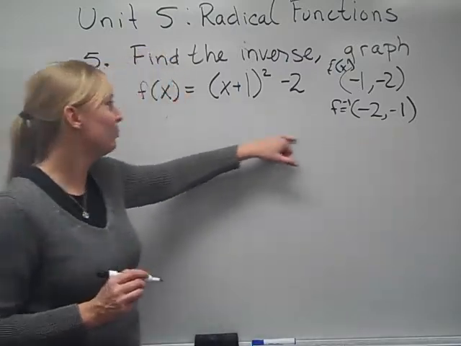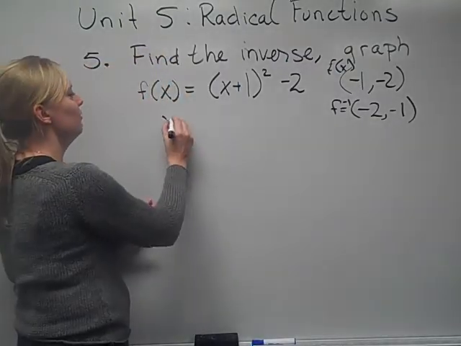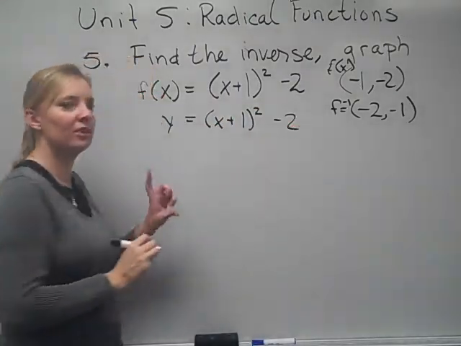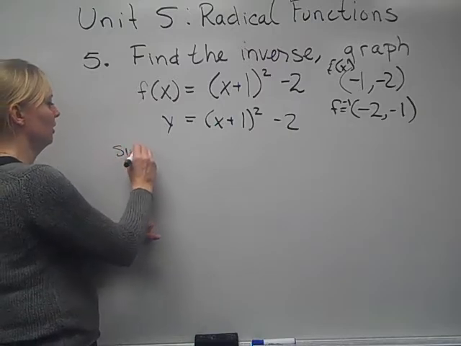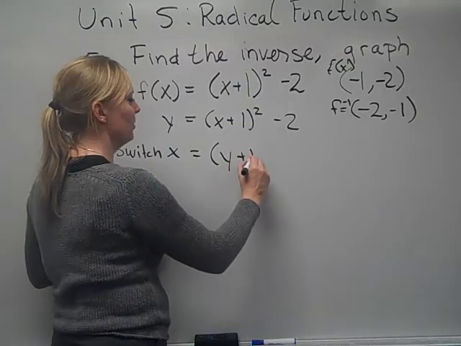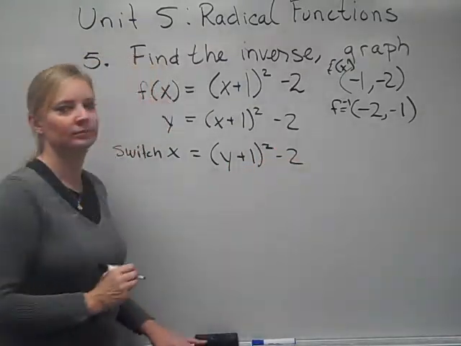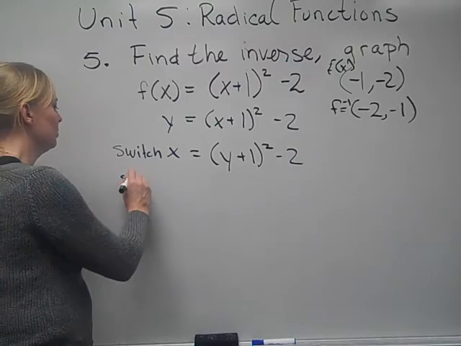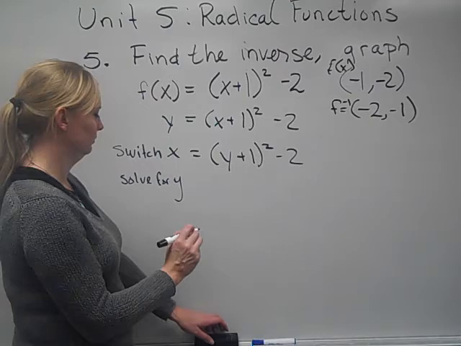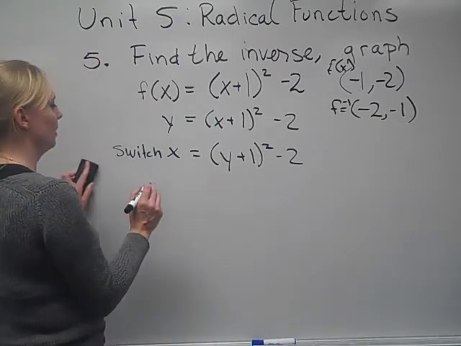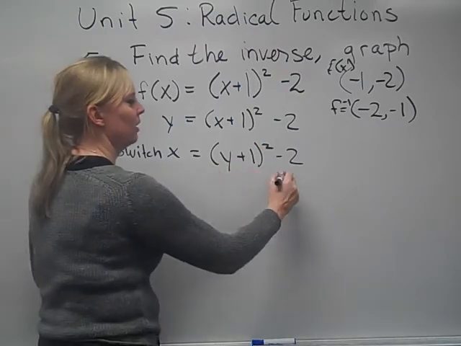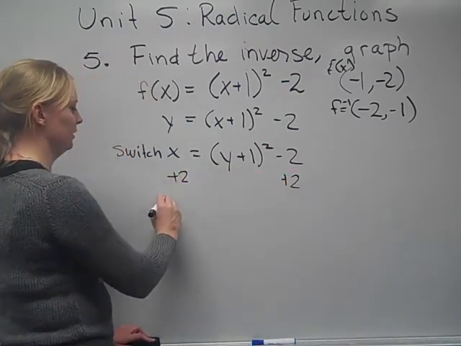All right, ready to solve algebraically? Instead of y equals the quantity x plus 1 squared minus 2, remember that inverse means switch. You're going to have x equals the quantity y plus 1 squared minus 2. Now it's time to solve for y. So we are going to isolate the square by adding 2 to both sides.